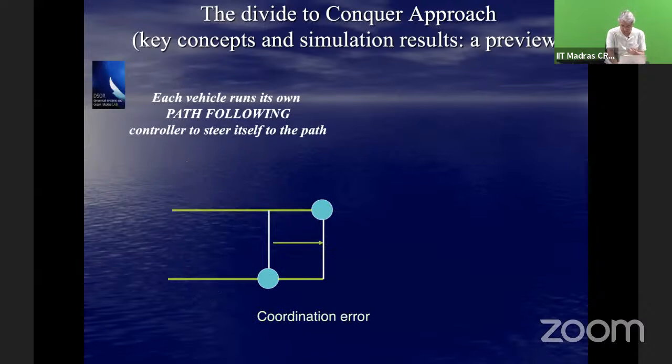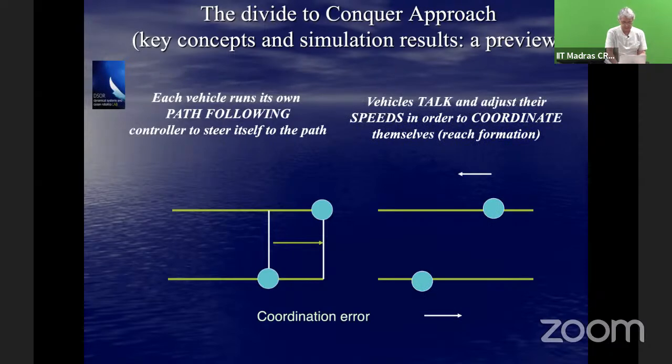This is just an illustration. It's not exactly done in this manner. Now, once they are on the path or very close, they measure the coordination error, and then the vehicles talk to each other and adjust their speeds to coordinate. That's what you do. If one of them is far ahead, then it's going to find out and slow down, and the other one is going to speed up. So the way we solve this problem is this divide and conquer approach: path following, coordination on the top.